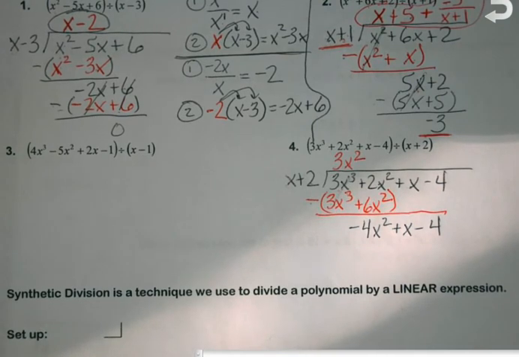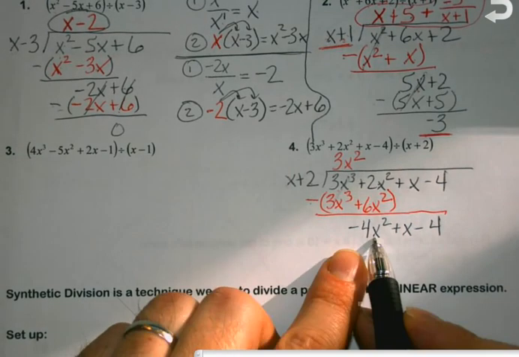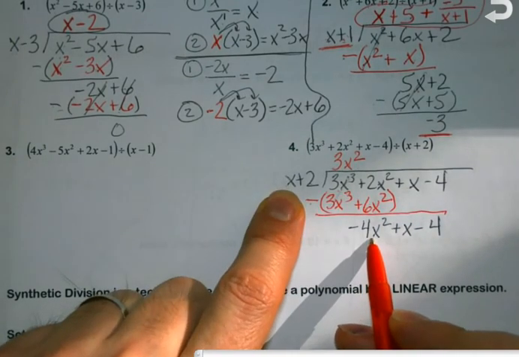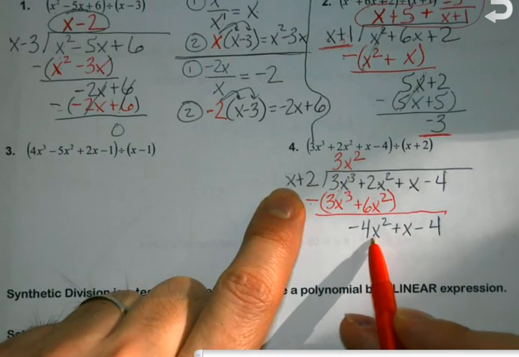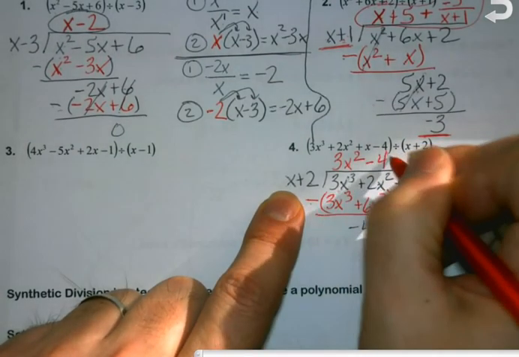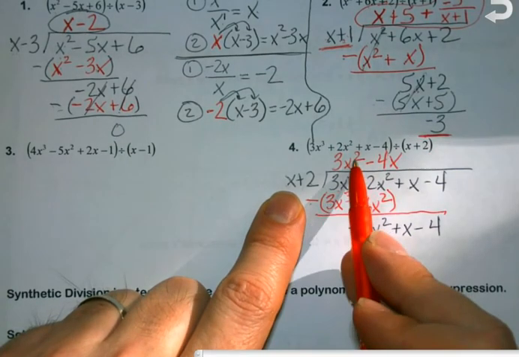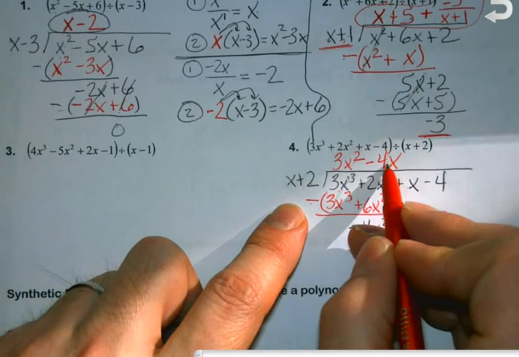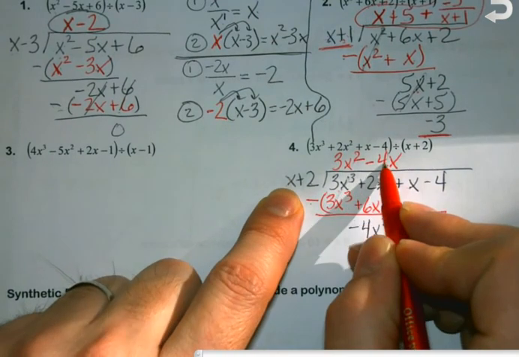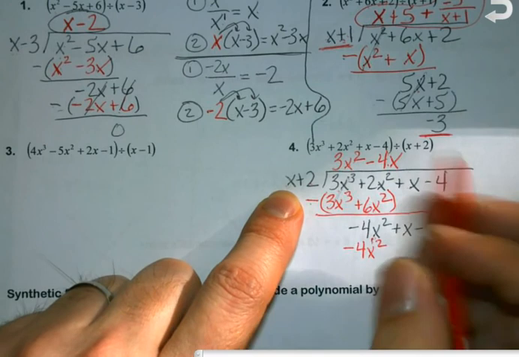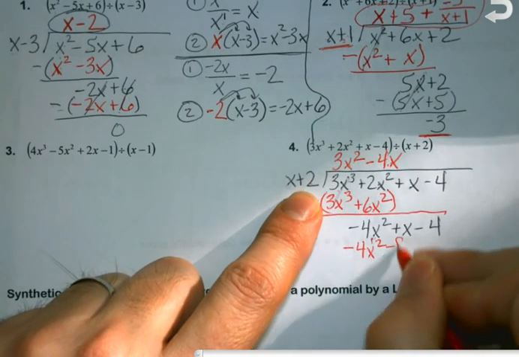The process starts over. First term divided by first term of my divisor. So what's negative 4x squared divided by x? Negative 4x. I just lose one from my exponent. Notice my degree has gone down from 2 to 1. Okay, that's another kind of hint. So I'm going to distribute this through. Negative 4x times x, negative 4x squared. Negative 4 times 2 is negative 8x.